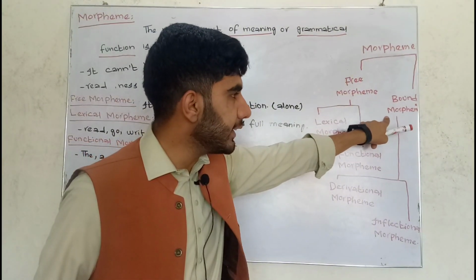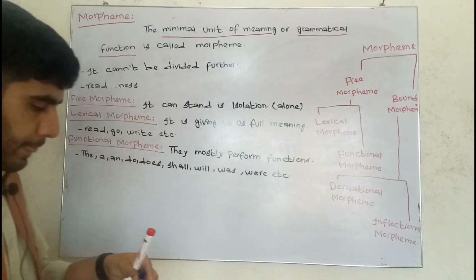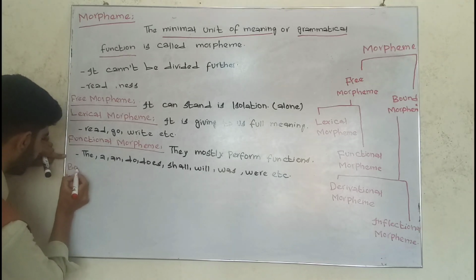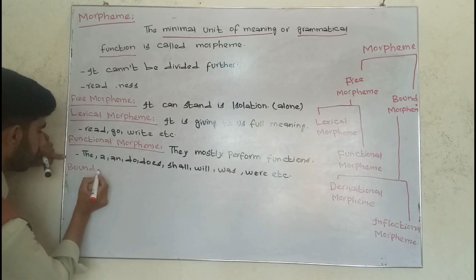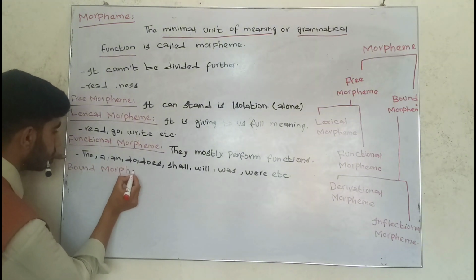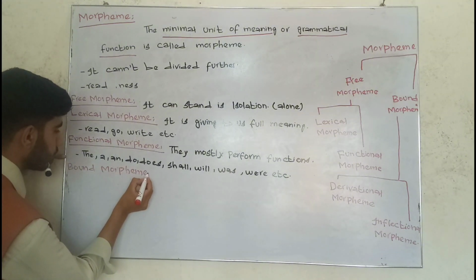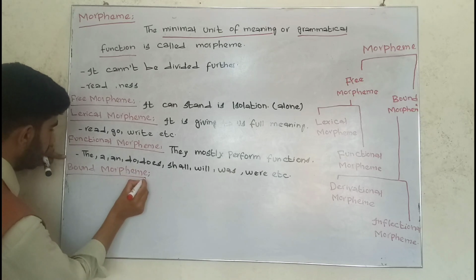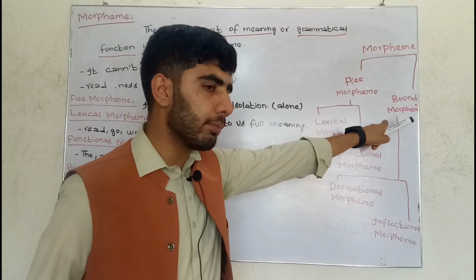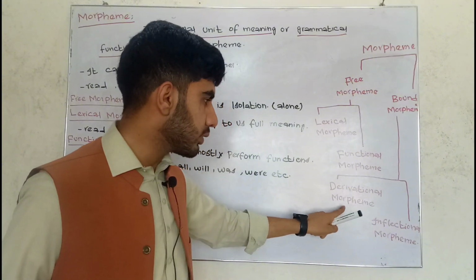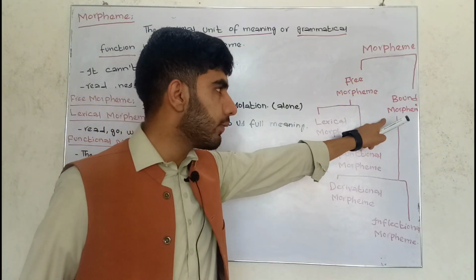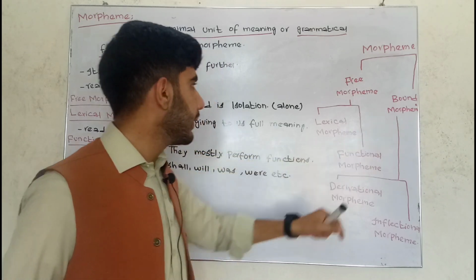The second category is called bound morpheme. What's a bound morpheme? Within bound morphemes, there are two types: one is called derivational morpheme, and one is called inflectional morpheme. First, we will explain the bound morpheme.